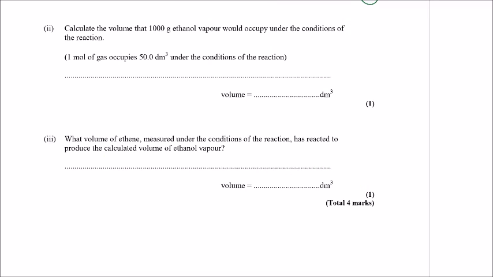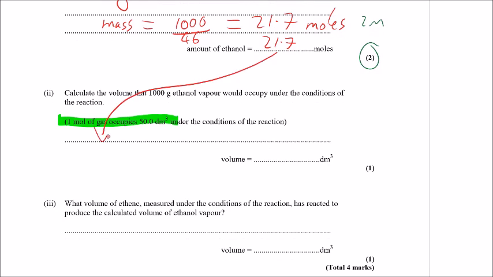Next question, calculate the volume that 1000 gram ethanol vapor would occupy under the conditions of the reaction. And then it gives you a nice lovely hint here. So 1 mole occupies 50 decimeters cubed. You've already got the moles from the answer before. So this is going to be 21.7 times 50, and this equals 1085 decimeters cubed. You would also get error carried forward marks here if your question 1 was incorrect.